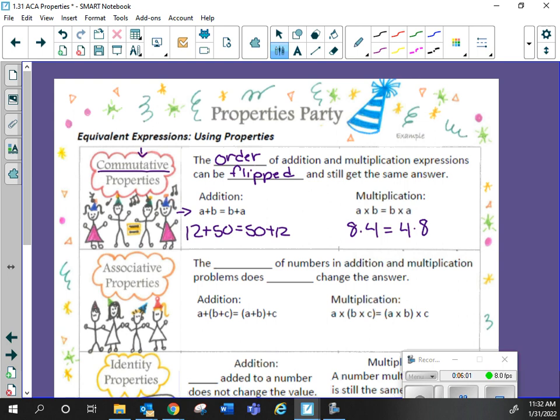Now, what operations do you notice that we're doing? We're doing multiplication and addition. Which ones aren't we doing? So, it's subtraction and division. Let's just take a quick second. You don't have to write this. Let's just look at the board. Do they work for that?